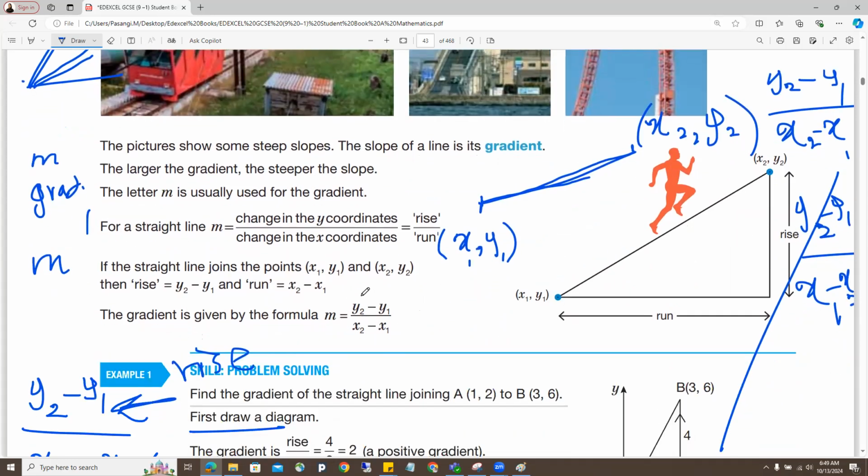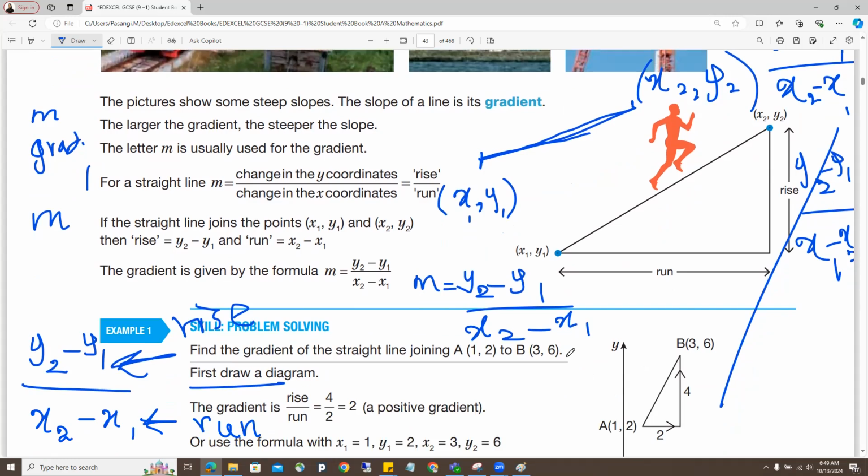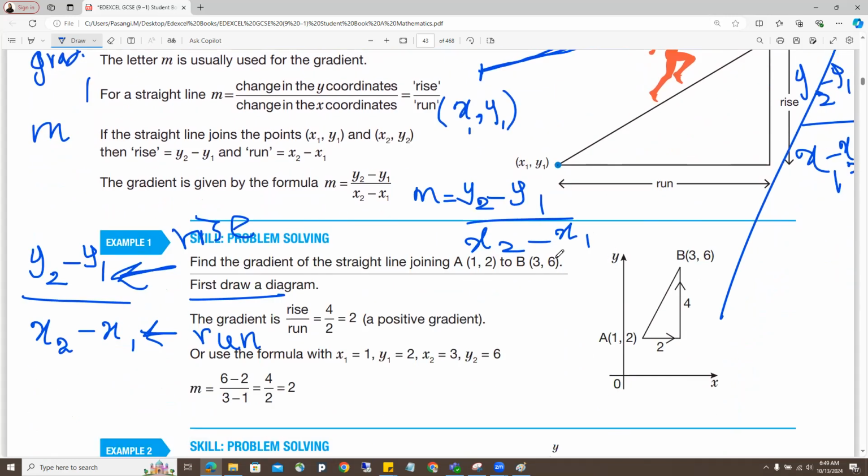Then we can define a formula. According to this given picture, m is equal to y2 minus y1 divided by x2 minus x1. Y2 minus y1 means the difference between the y coordinates, divided by x2 minus x1, the difference between the x coordinates. Is it clear? Yes, miss. Then, shall we do the example? Okay, miss. Just try the example.